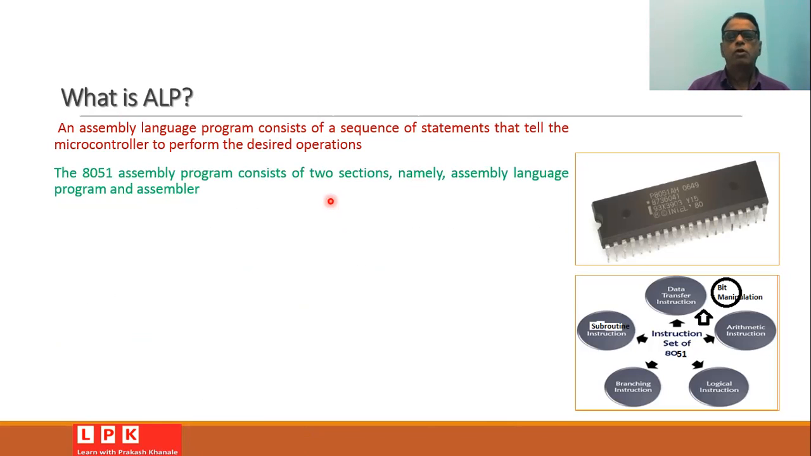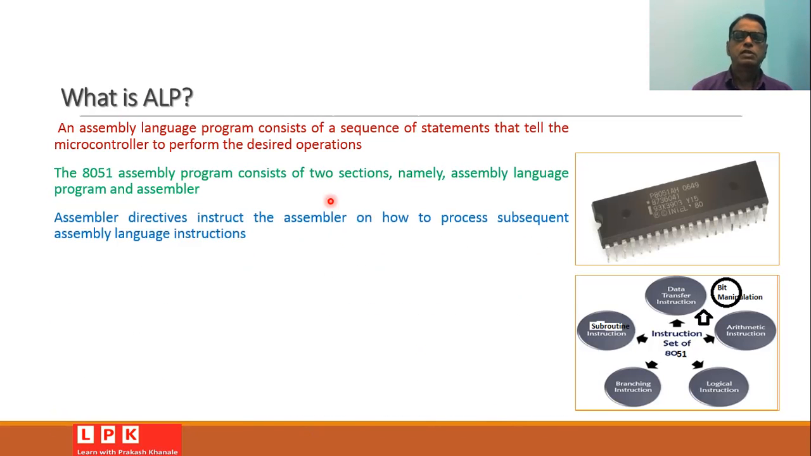An 8051 assembly language program will consist of two sections. The first section is called the assembly language program, and the second section is called the assembler. So the assembler has certain directives, and these assembler directives will instruct the assembler on how to process the subsequent assembly language instructions. There are several directives available, and we can make use of these assembler directives within our assembly language program.